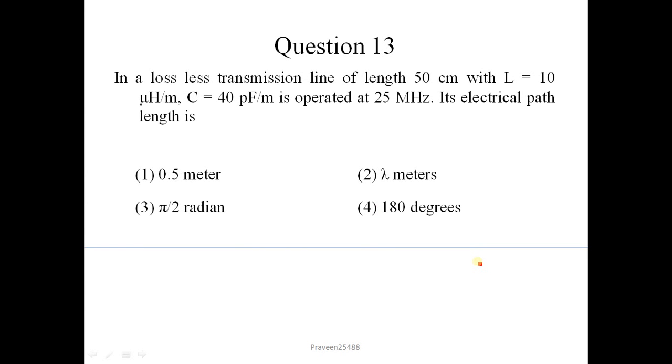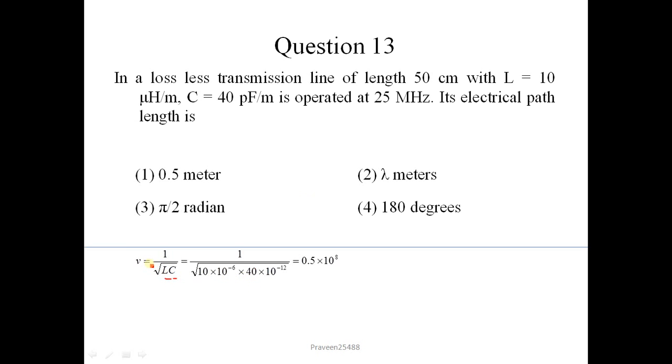Question number 13. A lossless transmission line of length 50 cm with L equal to 10 microhenry per meter and C equal to 40 picofarad per meter is operated at 25 MHz. Its electrical path length is. We know the formula of electrical path length is beta L. To find beta L, we first calculate V. This V is equal to 1 upon root LC. L and C are given in the question.